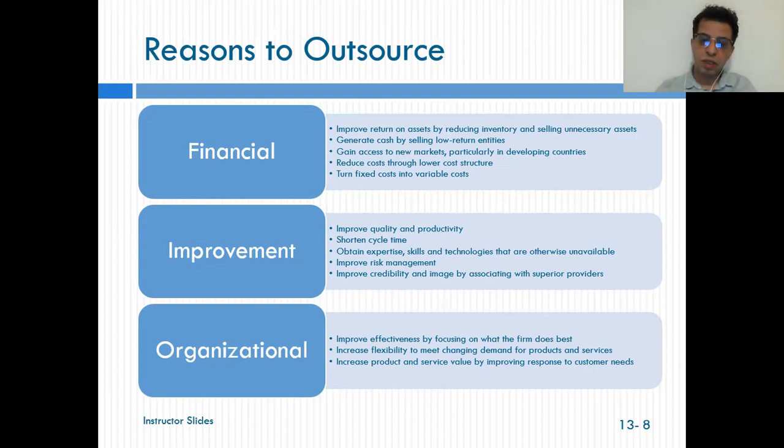On the organizational side, you can improve effectiveness by focusing on what the firm does best, increase the flexibility to meet changing demand for products and services, and increase product and service value by improving the response to customer needs.